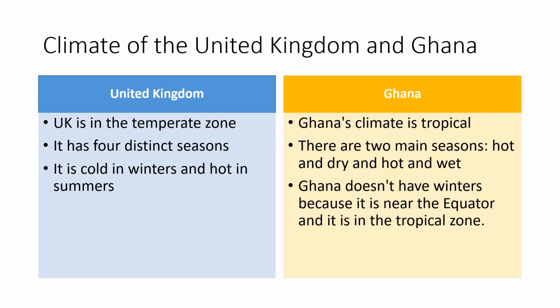Ghana. Ghana's climate is tropical. There are 2 main seasons, hot and dry and hot and wet. Ghana doesn't have winters because it's near the equator and it is in the tropical zone.